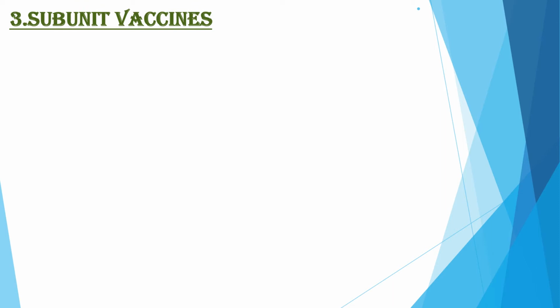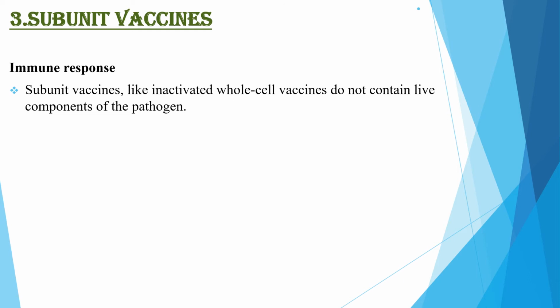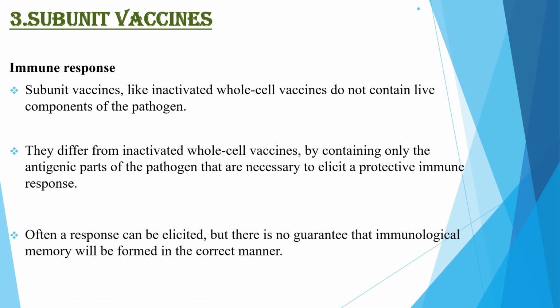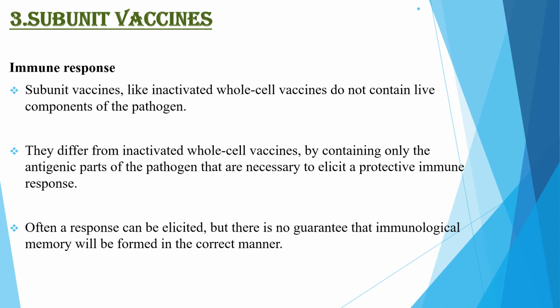The other is subunit vaccine. Regarding the immune response to subunit vaccines, like inactivated whole cell vaccines, they do not contain live components of the pathogen. They differ from inactivated whole cell vaccines by containing only the antigenic parts of the pathogen that are necessary to elicit a protective immune response. Often, a response can be elicited, but there is no guarantee that immunological memory will be formed in the correct manner.